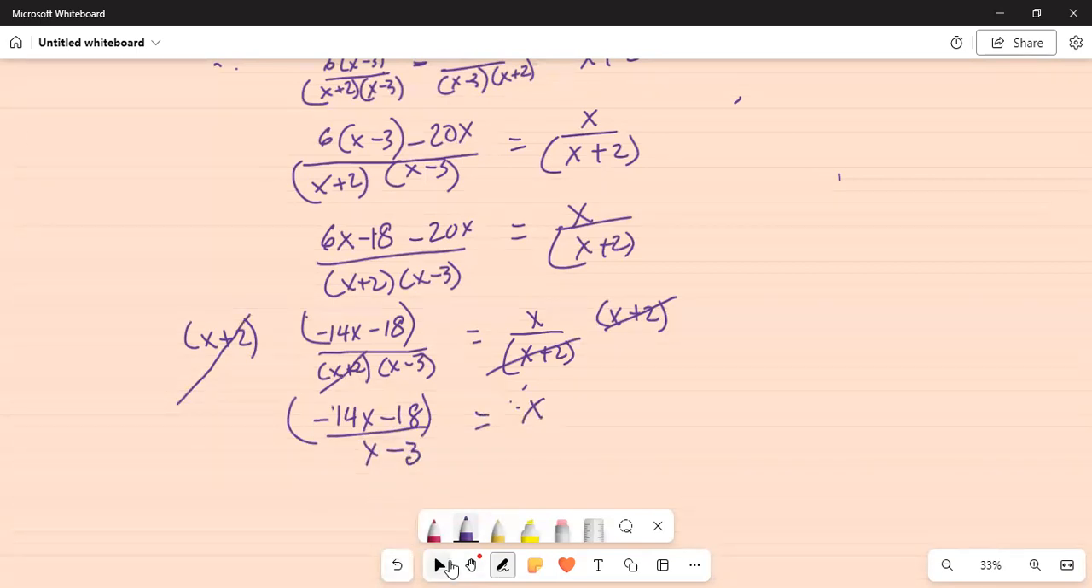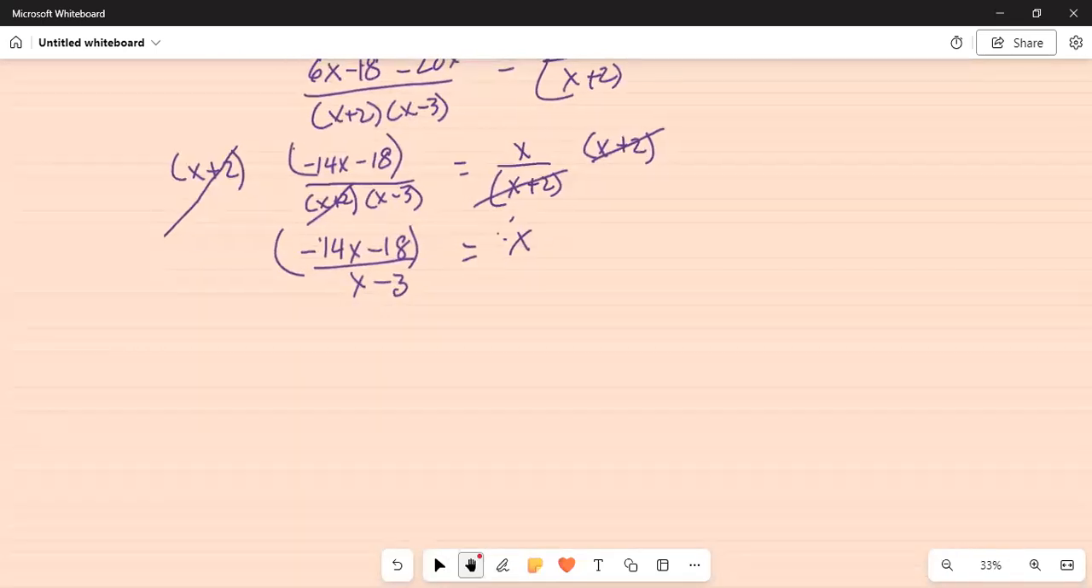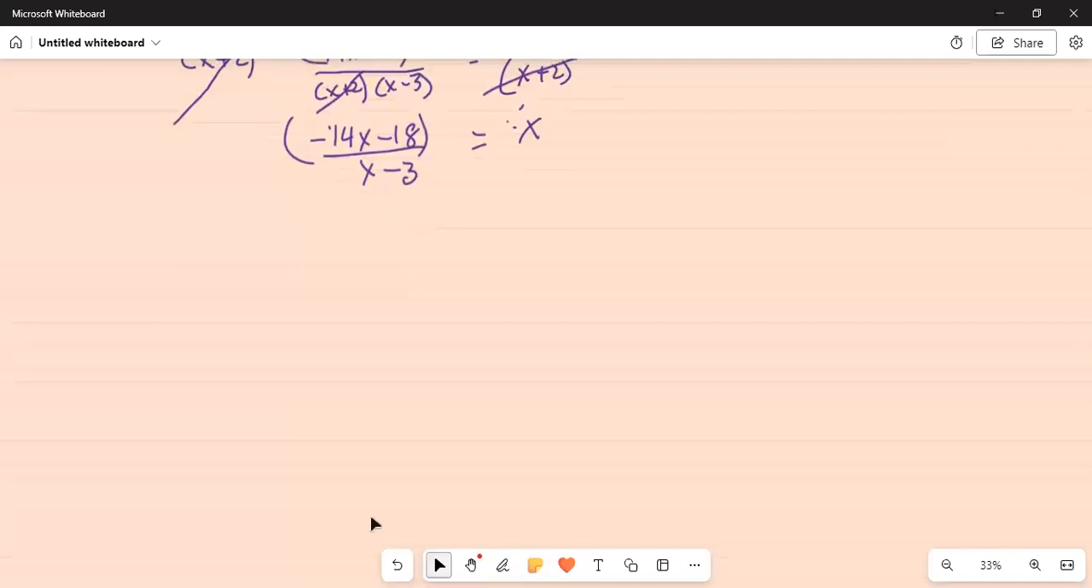Now what will I do? Just let me create some space. Now I will multiply both sides by x minus 3 in order to remove the x minus 3 from the denominator of the left-hand side. So I multiply by x minus 3 on both sides.